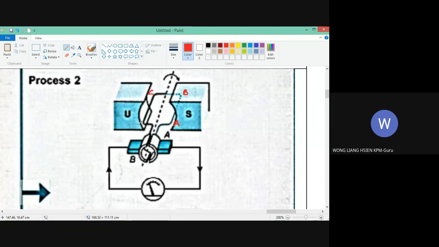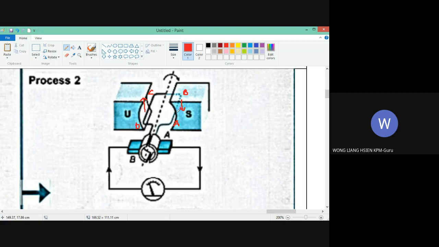Next, when it continues to rotate until process 2, so you see here, this is A, B, C, D. Just now it was vertical, so now it rotates until here. So this side is A, B, C, D like this. When it rotates until like this, you see this side, the direction of motion is downward. This side, the direction of motion is upward.